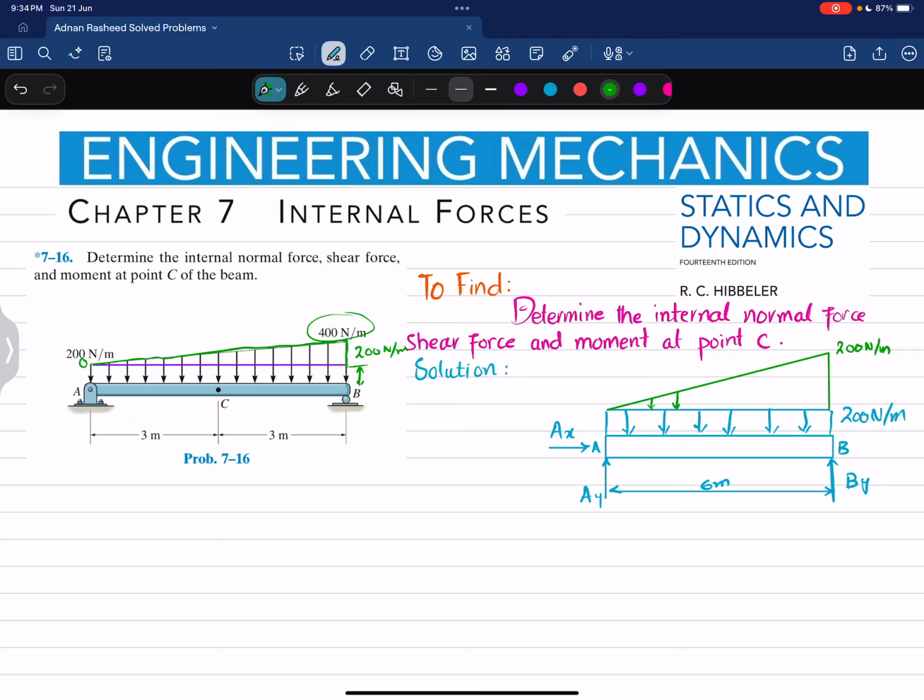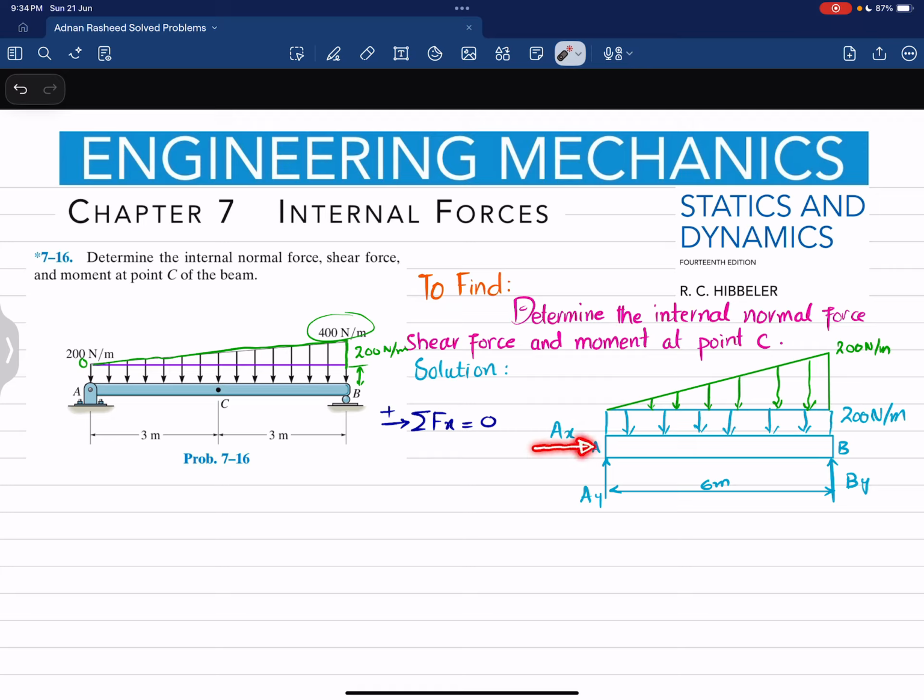Okay, now we will solve this for finding the unknown reaction forces, which are AX, AY and BY. So for that I will apply the equations of equilibrium. The first equation of equilibrium is that the sum of all forces along the x direction must be equal to 0, and force toward the right is taken as positive. From this free body diagram you can see the only horizontal reaction force is AX. There is no other force. So it means that AX is equal to 0.